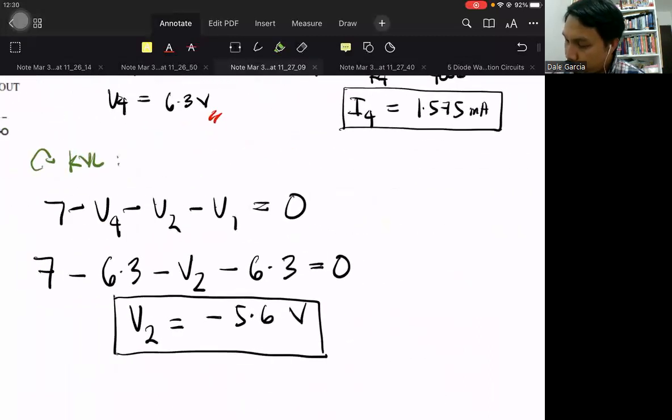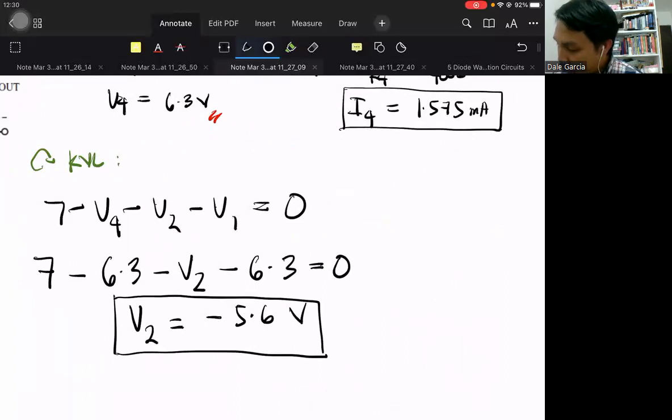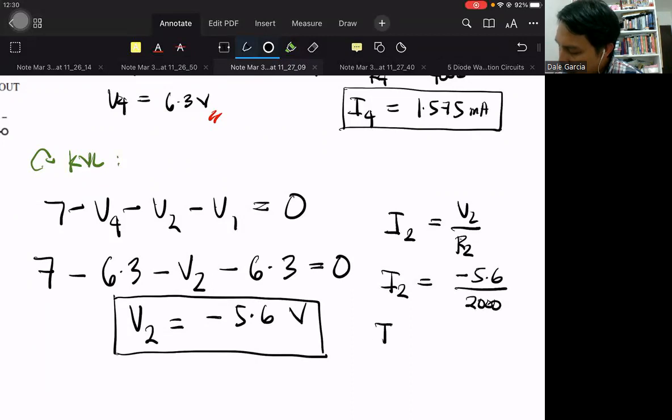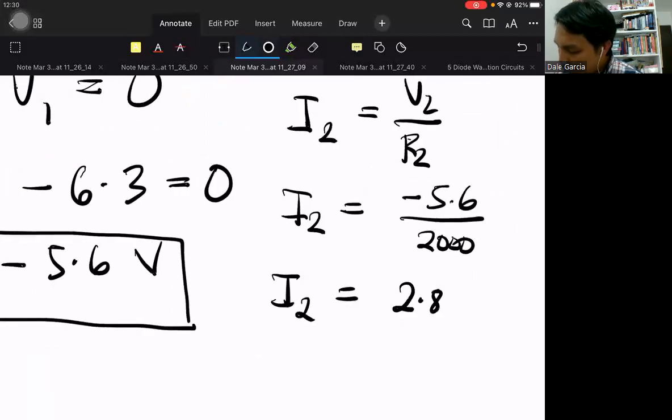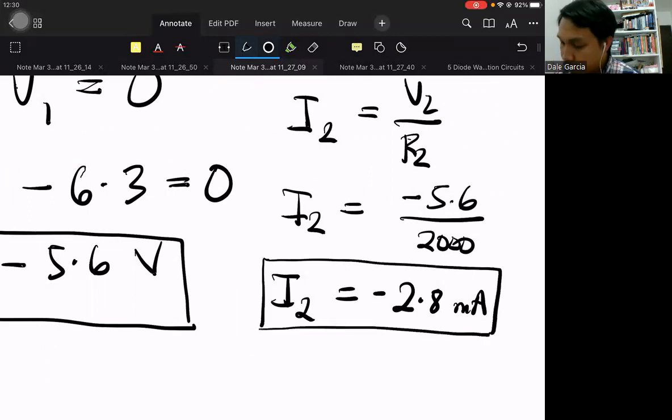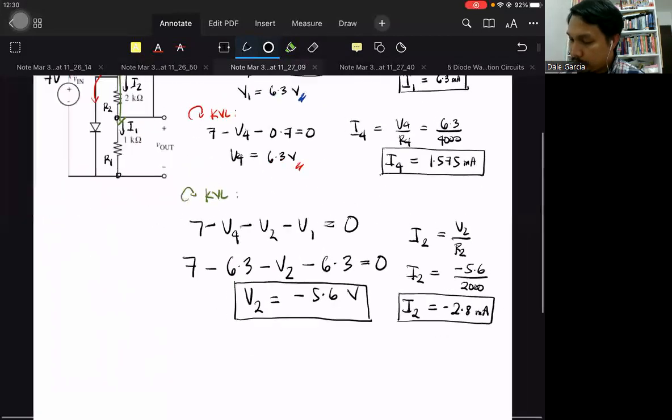So if that's V2 in that direction, you can solve for I2. I2 is V2 over R2, 5.6 over 2K. It's 2.8 milliamperes. Ito butang negative, no? Denoting opposite yapon yung direction compared sa itong assumption na panaog ang current. So, pasaka na siya.